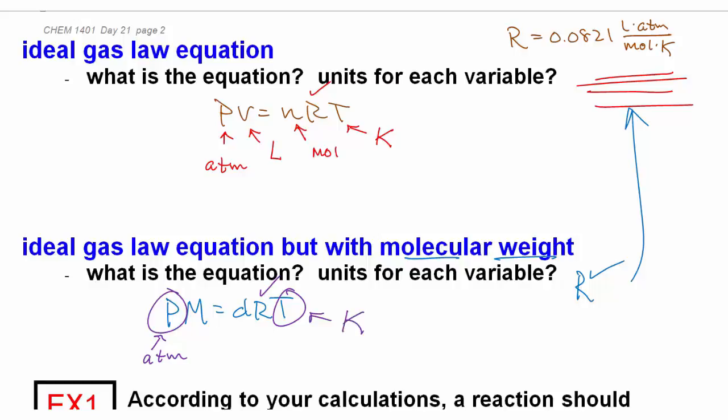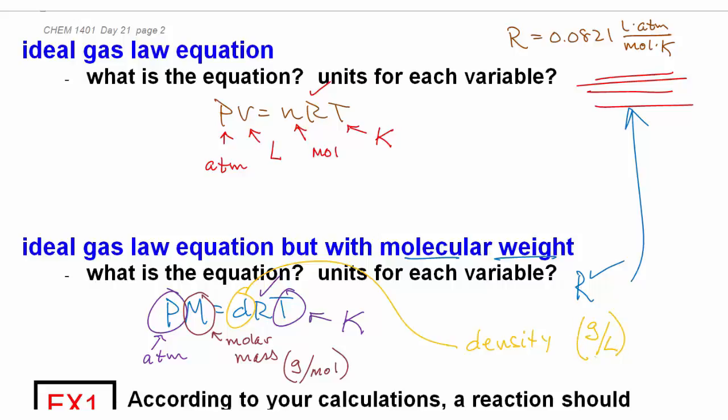Now this is supposed to be an equation with molecular weight, and that's this. There's our molar mass. And remember what the units are for molar mass? Grams per mole. So the only thing left is d. d is density, the density of the gas. And if you take a look at all these units, for this to work out, density has to be in grams per liter. And then your units will be fine.